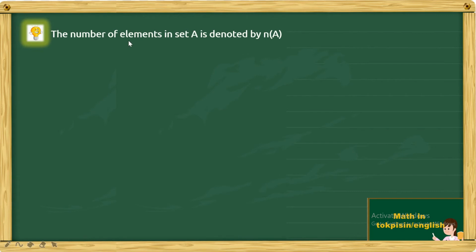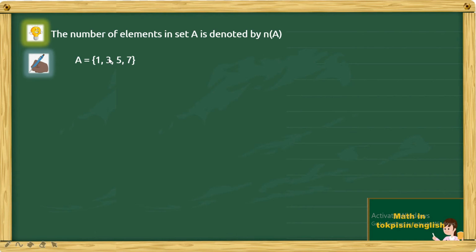The number of elements in a set A is denoted by n(A). Number of elements in set A, you denote as n(A). Now suppose you want the number of elements in set B, you write n(B).